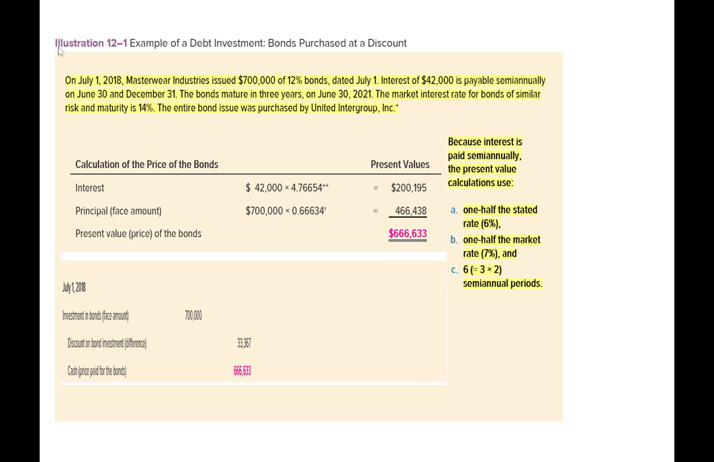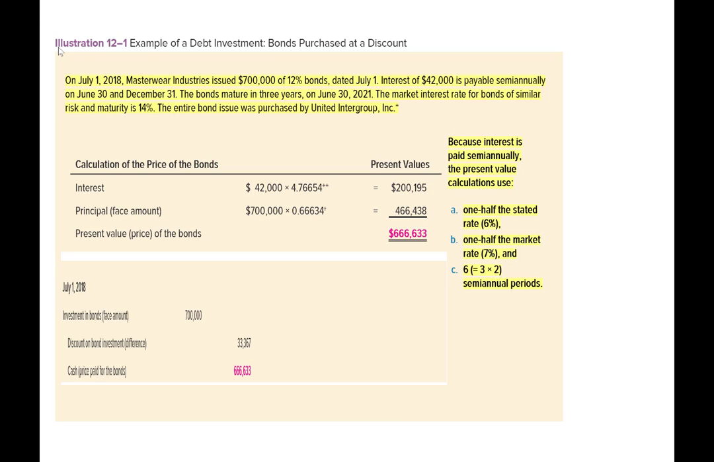So what happens? A company invests in a bond, and the amount that they pay for the bond is based on the present value of the cash flows that are going to come from that bond. So if we have a bond that is a $700,000 bond, and the interest rate on that bond is 12% semi-annual, we're going to get a 6% return on that in cash every 6 months, right? We would take the $700,000 times the 6%, and that would give us the $42,000. And of course, we're going to get the principal back at the end.